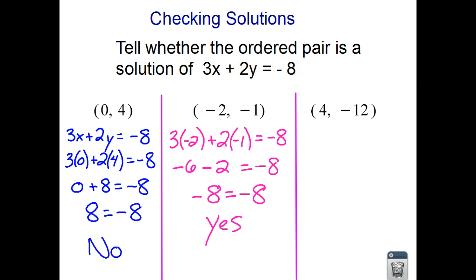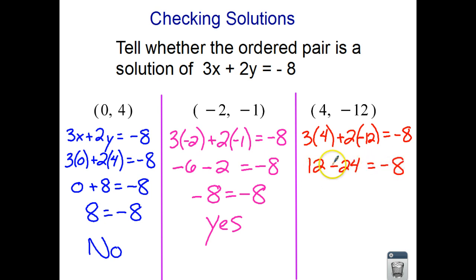All right, last one again, just practice. They picked out some random ordered pairs. 3 times x plus, it's right here in my equation, plus 2 times -12, is that equal to -8? 3 times 4 is 12. Positive 2 times -12 is -24. Is that equal? 12 minus 24 is -12. So this is not a solution. It will not be on our line.